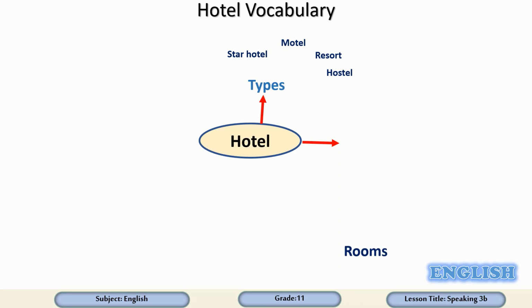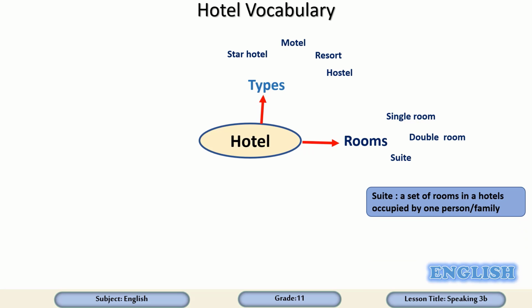We can speak also about the rooms in a hotel, and the rooms can be single, can be double, or can be in a suite. A suite, which is pronounced like the word suite, is a set of rooms in a hotel that is occupied by one person or one family.